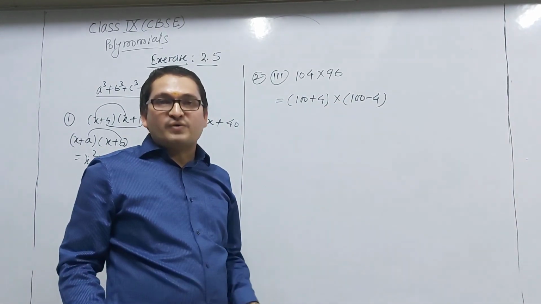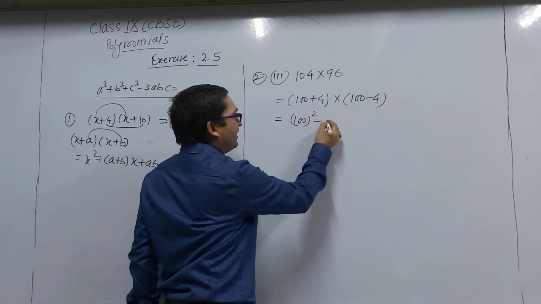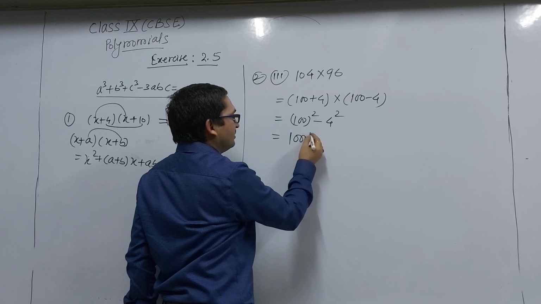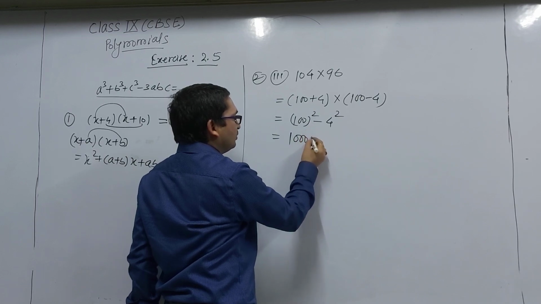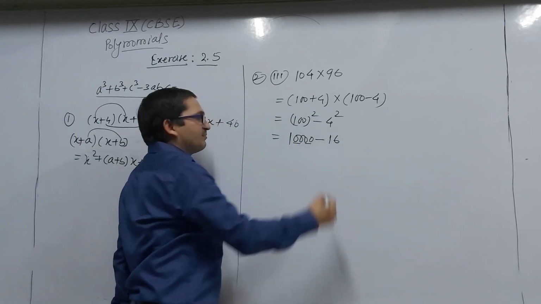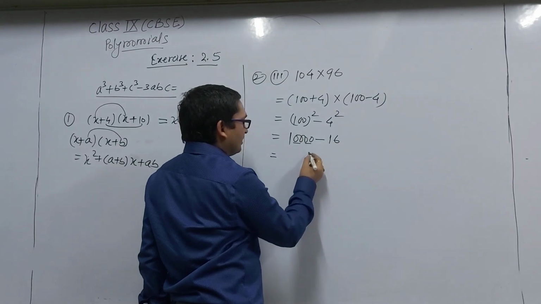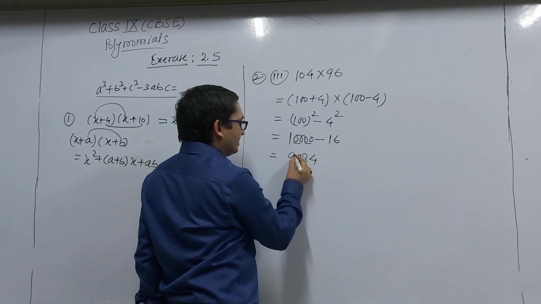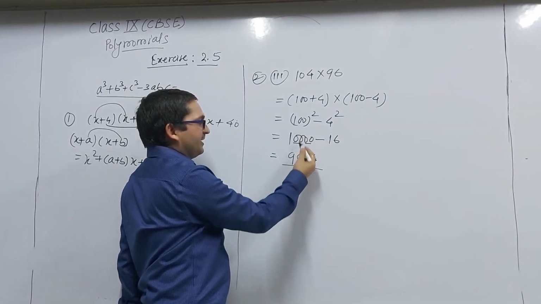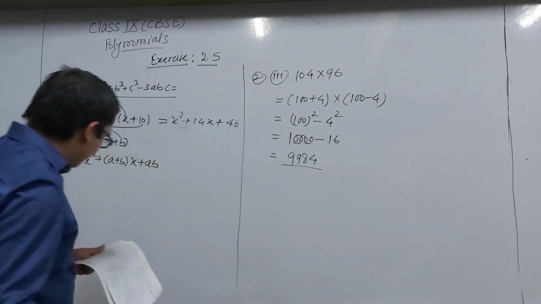We know a square minus b square. So just write down 100 square minus 4 square, and it will be 10,000 minus 4 square, which is 16. Just subtract, and you will get the value. Your answer will be 9984. Just to check: 6 plus 4 is 10, 8 plus 1 is 9, 10 9. So this is the answer. Now one more question. We are going to do question number 4.